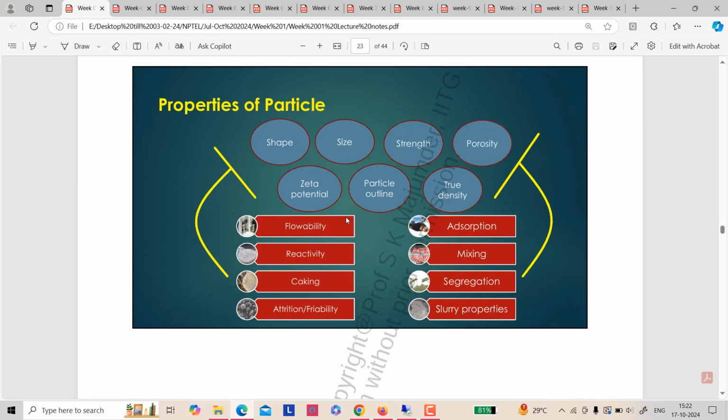Next is, what are particles? Why are particles important and what are their properties? These are the shape, size, strength, porosity, zeta potential, particle outline, true density. Everything is important for segregation. These are properties of a particle. So we need to check the flowability of a particle, reactivity, caking, attrition, adsorption, mixing, segregation, and slurry properties of that particular particle which we want to separate.